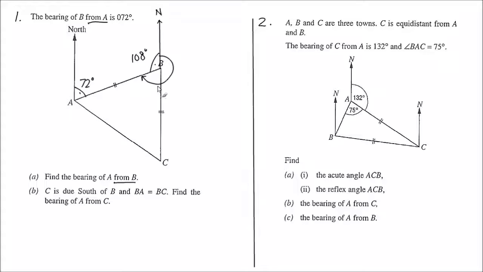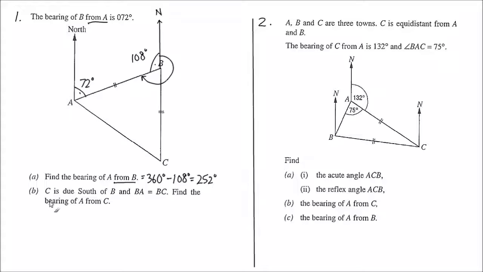So we can find the angle here because the angle at the point is 360 degrees. So the bearing of A from B is 360 minus 108 degrees. That will give us 252 degrees. So that's the answer for part A, the bearing of A from B.